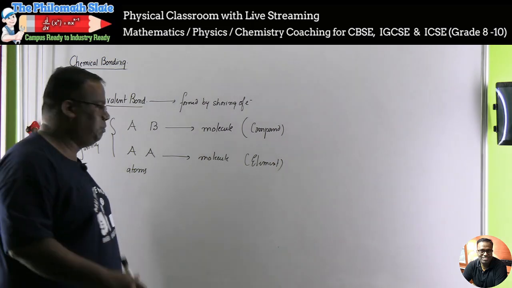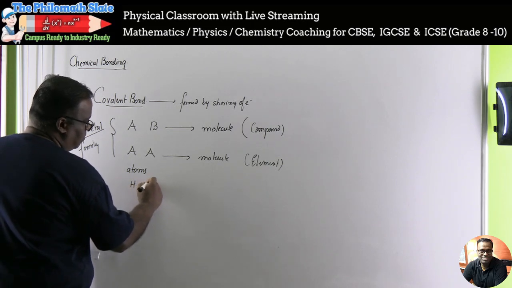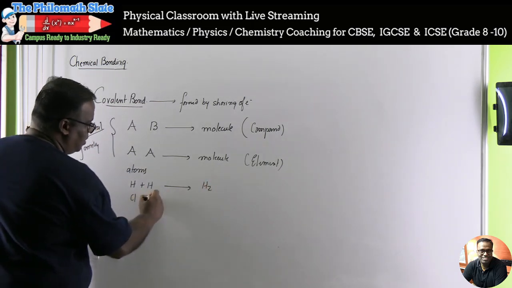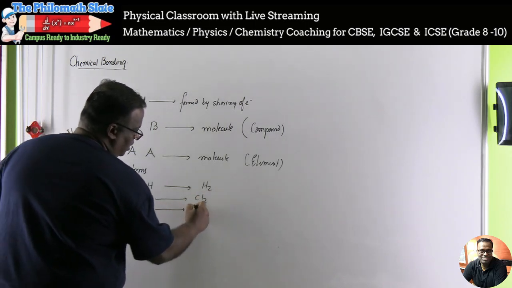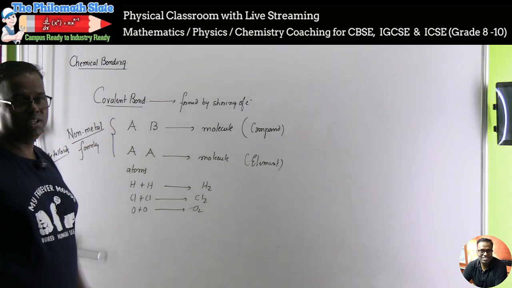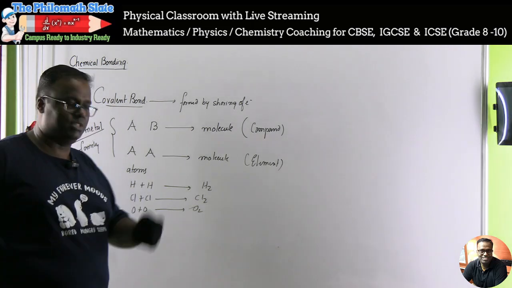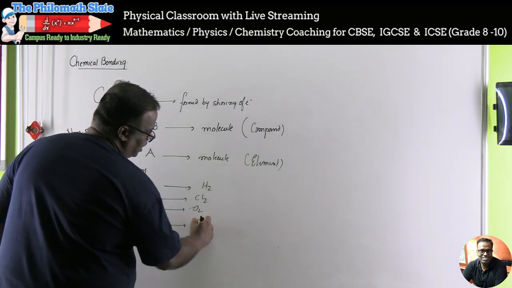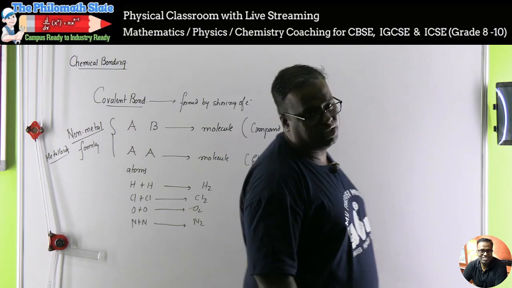So let's take an example. Hydrogen plus hydrogen gives me hydrogen gas. Chlorine plus chlorine gives me chlorine gas. Oxygen plus oxygen gives me oxygen gas. These are all known as diatomic gases. Why diatomic? Every molecule of them contains 2 atoms. Let's take one more. Nitrogen plus nitrogen gives me what? Nitrogen gas. This is the reaction. Now we will look at these in the form of bonding.